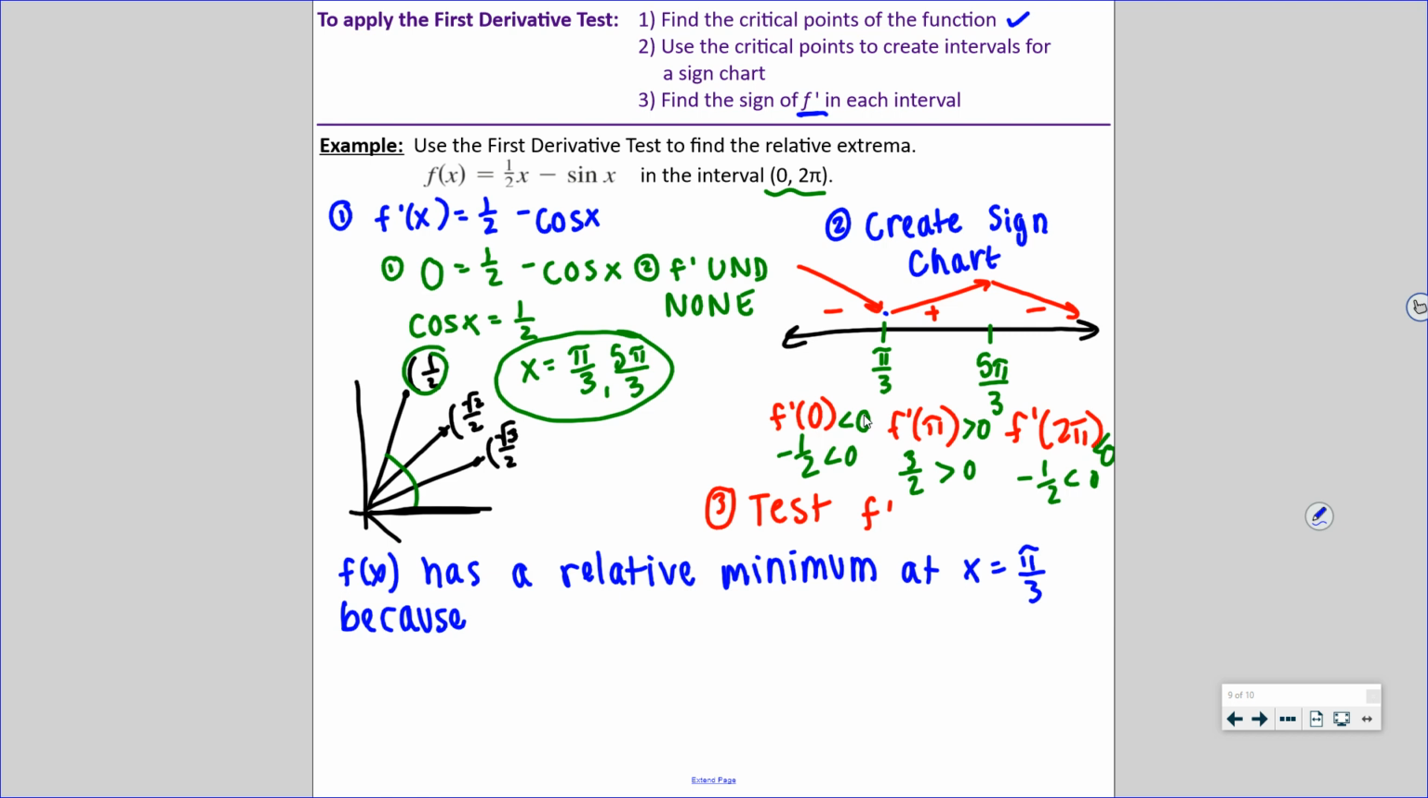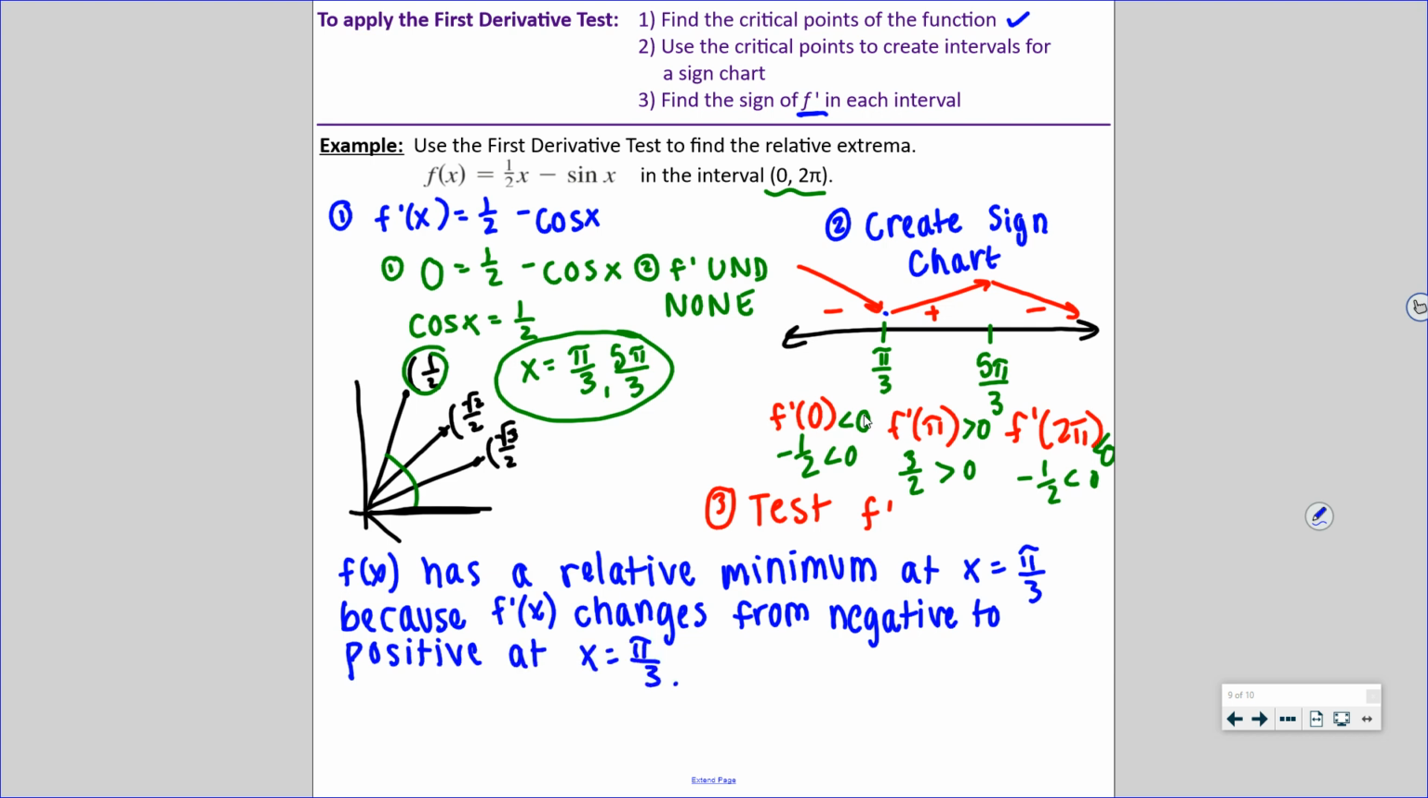So this would be how you would justify, because the derivative changes from negative to positive at x equals pi over 3. Okay, so I'm going to just bullet point that. They're not asking me to identify my increasing or decreasing intervals, just the relative extrema.